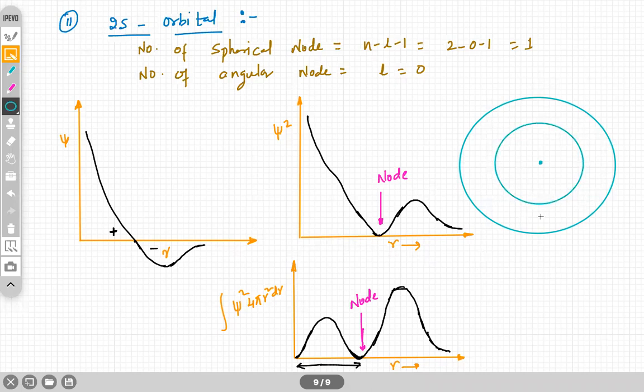We have a spherical region where the probability of finding an electron is zero. Whatever the distance we have, suppose this distance is R1, the same distance we have here also, this is R1. So at this distance from the nucleus, you will have a spherical surface. Obviously it has some thickness also. And on that surface, the probability of finding an electron is zero.